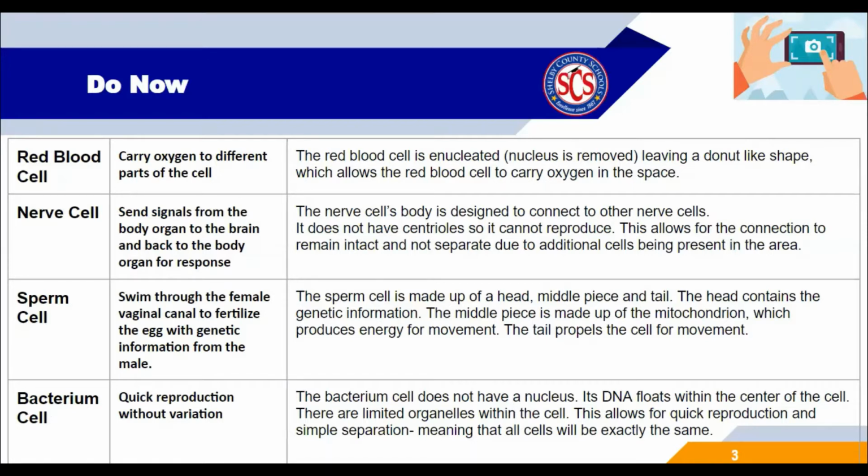The sperm cell is what assists in fertilizing the egg with the genetic information. Its body shape is made especially for that. And lastly, the bacterial cell does quick reproduction without variation. It does not have a nucleus, and that allows for the DNA just to float in the center of the cell. Easy peasy reproduction and simple separation. Take a picture of the chart if you like to help you with your notes.